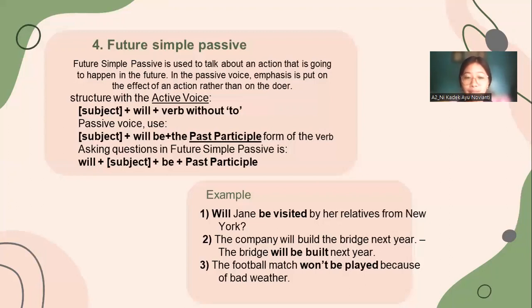You can look at example one. Will Jane be visited by her relatives from New York? The second example is: the company will build the bridge next year. The bridge will be built next year. And the third example is: the football match won't be played because of bad weather.